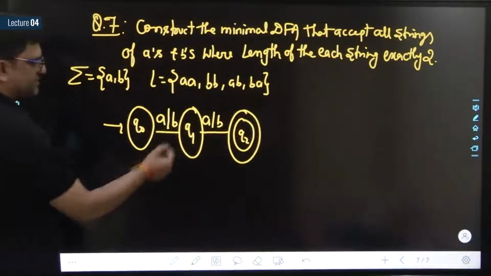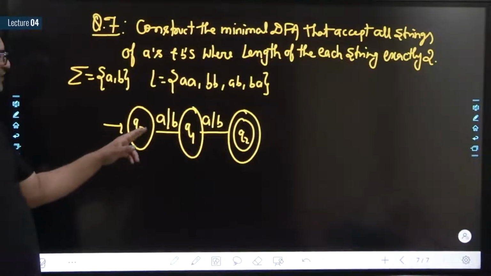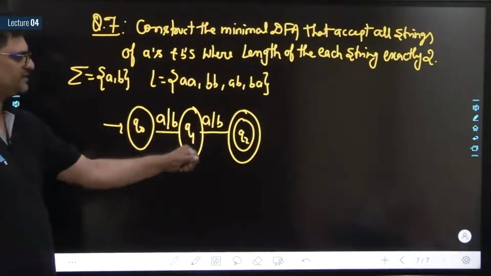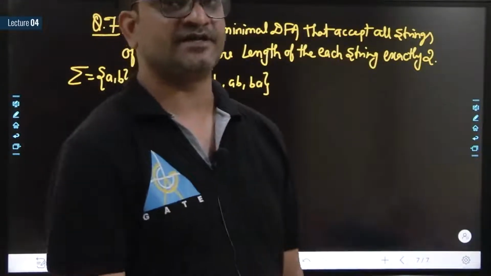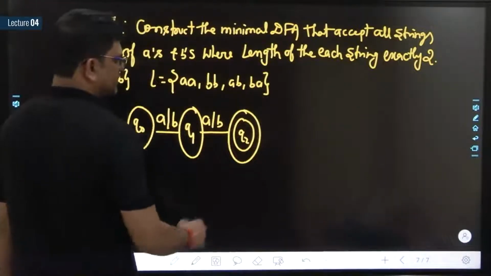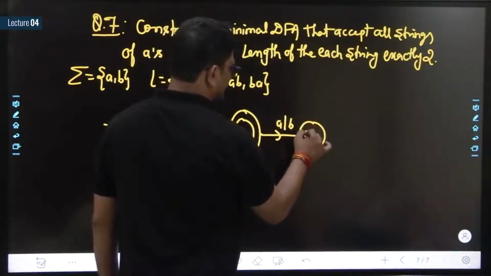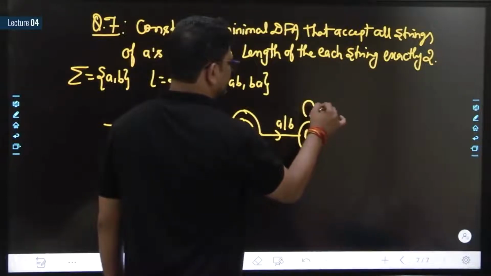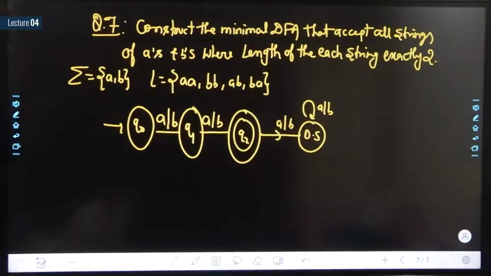Clear? Each state has exactly one transition on every input symbol. Q0 has A or B transitions. Q1 has A and B transitions. But Q2 does not have any transition on input symbols A and B. If A and B come onto this state, it goes into the dead state. This is our DFA for this language. Clear?